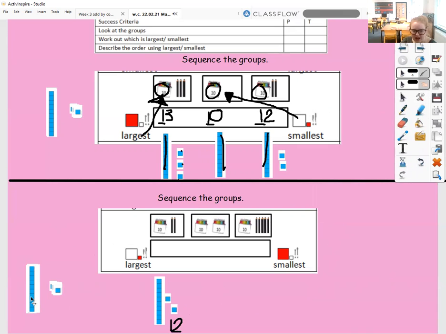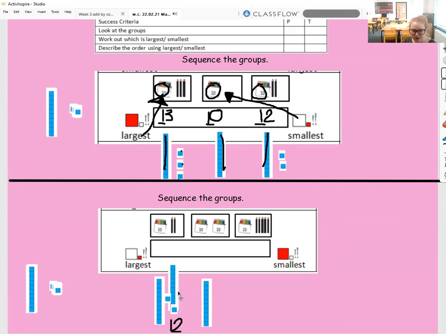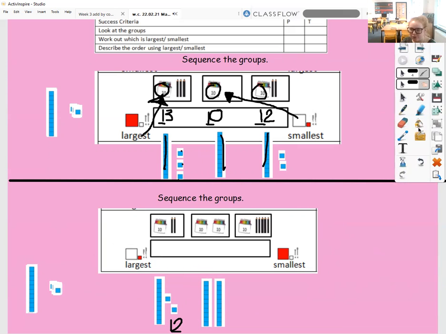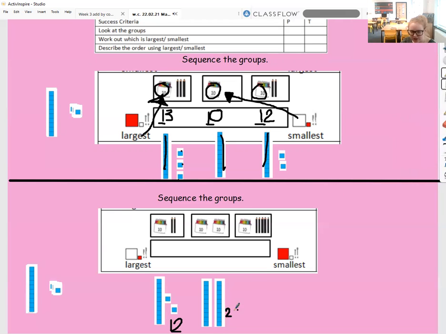Fantastic. This number has 2 10s. Does it have any ones? No. So this number has 2 10s. And how many ones does it have? 0. This number is 20.